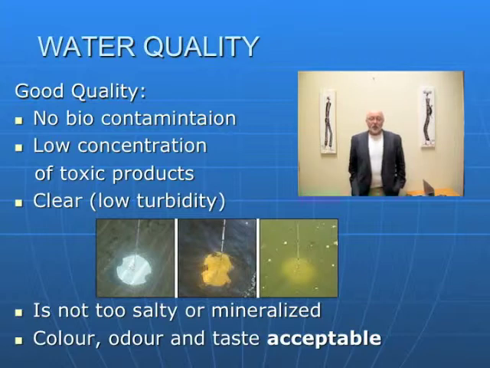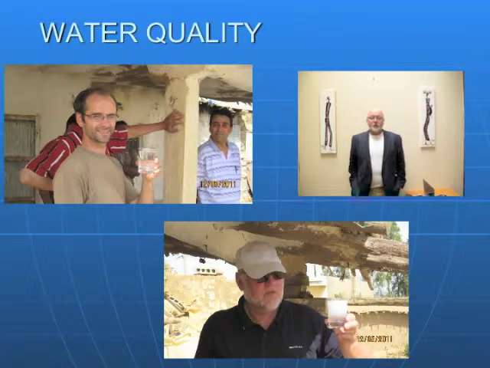Finally, color, odor, and taste need to be acceptable. And this is not a biological, a toxic, or a mineral characteristic. This is largely social and cultural. There are many areas where people will not drink very clear water because it normally appears in their environment as water which has been poisoned and in which nothing can live.